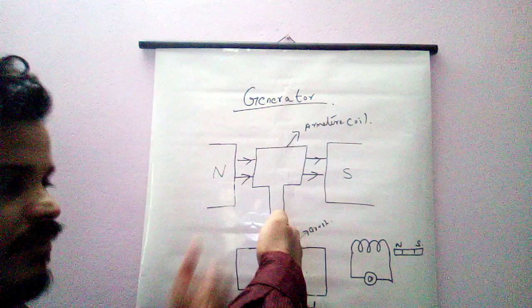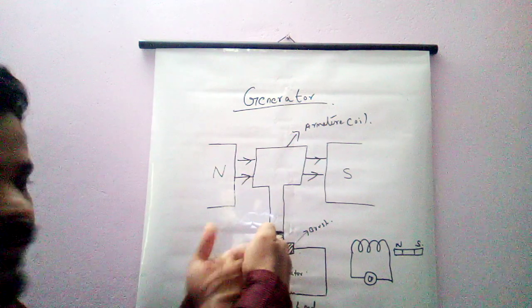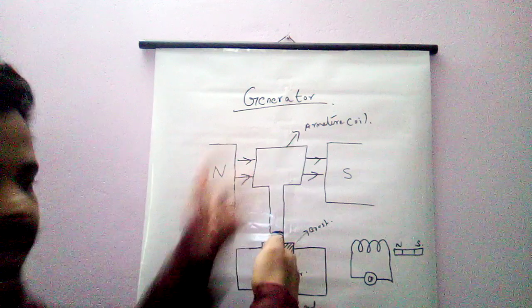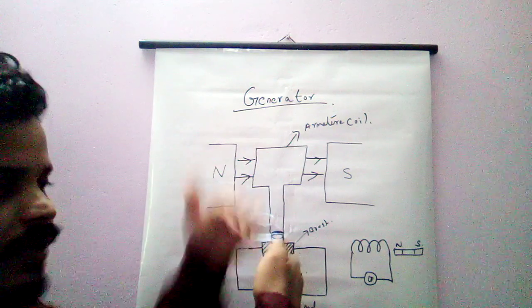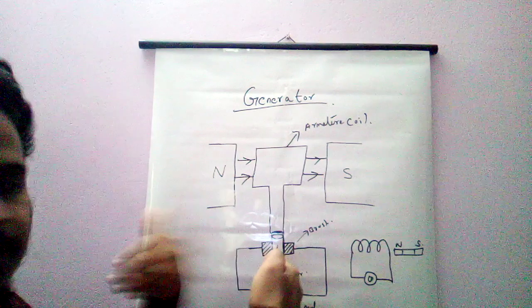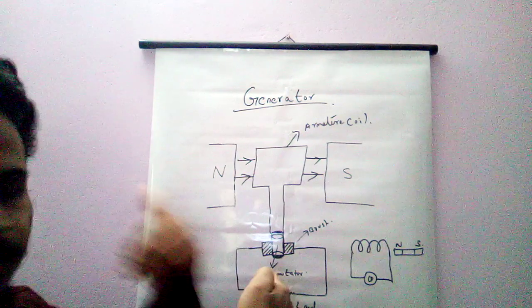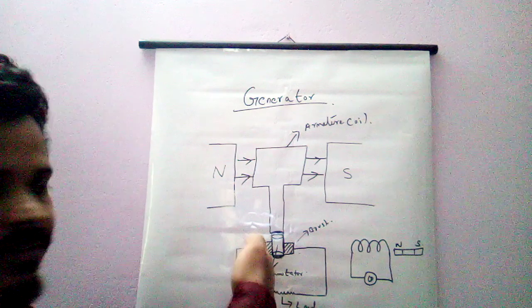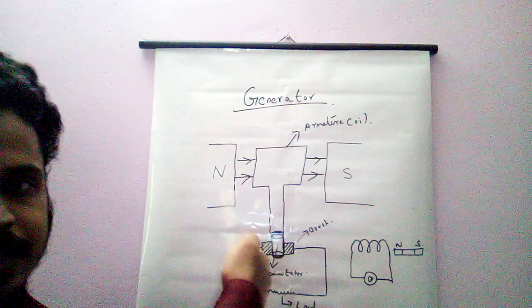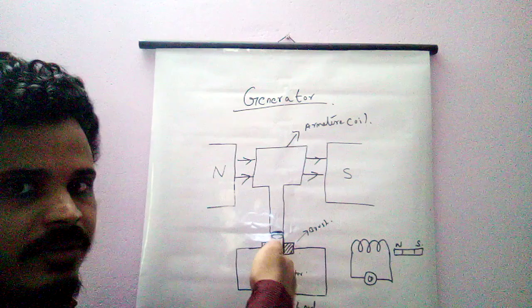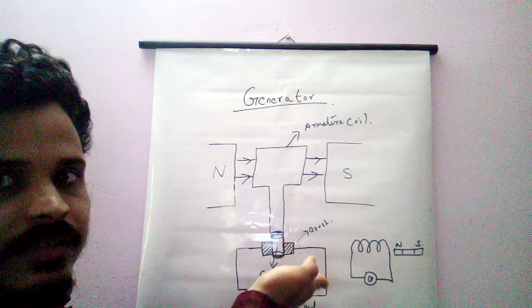Now the magnetic field lines linked with this coil will be high, because on either side there is a magnet, and the magnetic field lines are going from north to south. In between is the coil, so the magnetic field lines linked by the coil will be very high. Then if I rotate again, it will go like this.